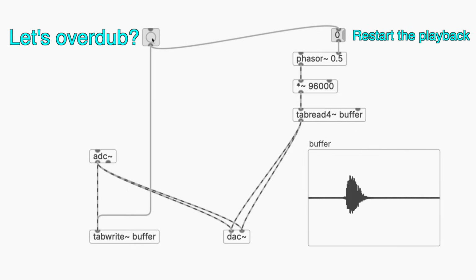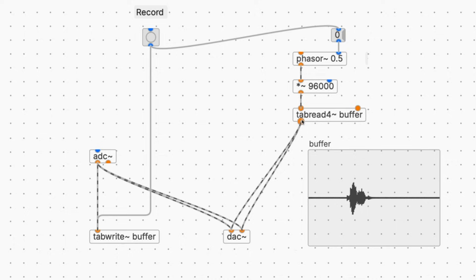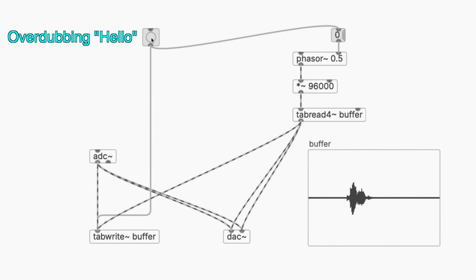Now if I hit record again, test. The previous loop is overwritten, so I don't really have a looper that can overdub to create multi-layered loops. Good news is, I can simply route the output of the playback to the recorder. Hello. Test. Hello. Test.